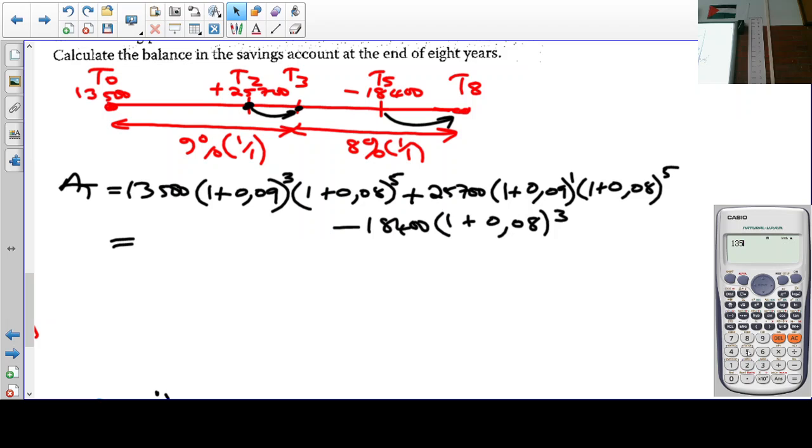Okay, let's check if it's right. 30,500 into 1 plus 0.09, and that is to the exponent 3, times 1 plus 0.08, and that is to the exponent 5, plus 25,700 into 1 plus 0.09 to the exponent 1, we don't need that, times 1 plus 0.08 to the exponent 5, minus 18,400 into 1 plus 0.08 to the exponent 3. 43,669 and 69 cents.